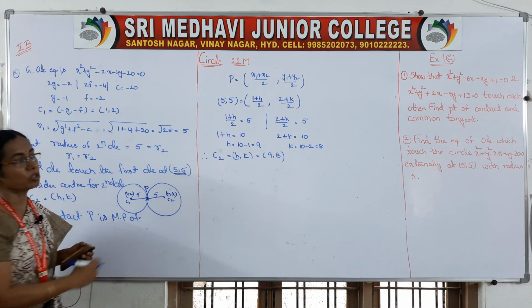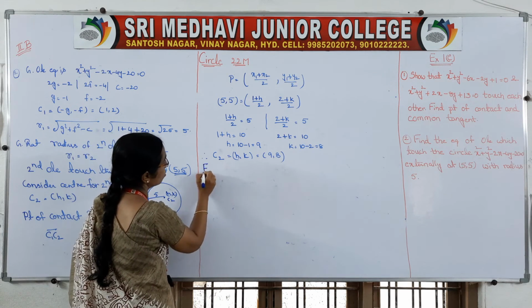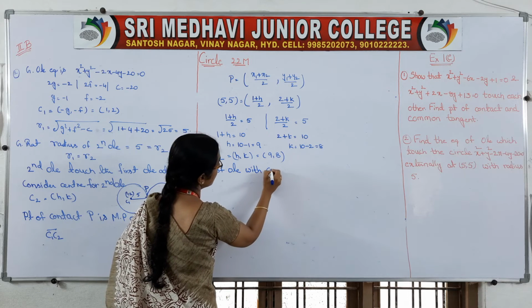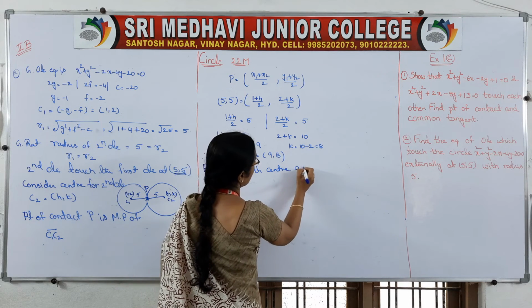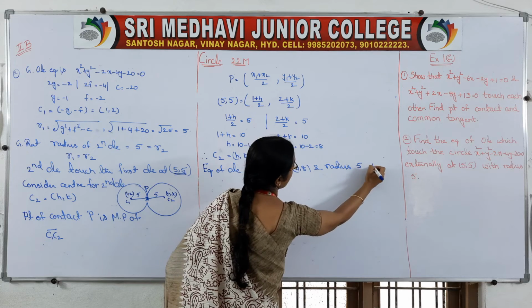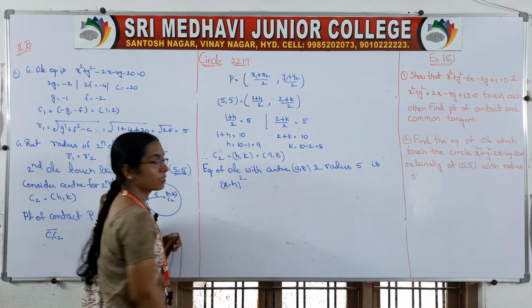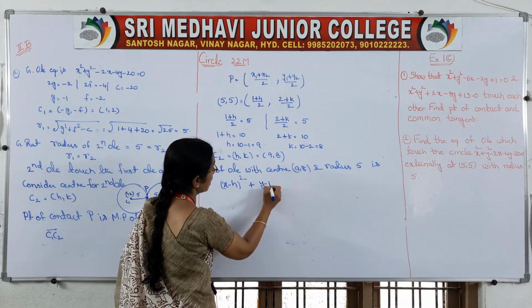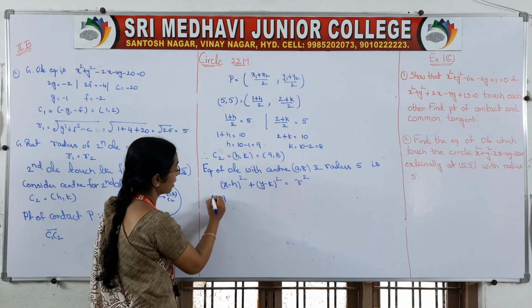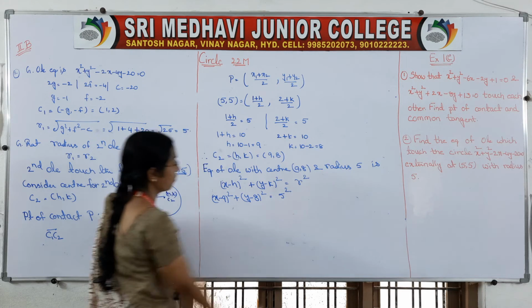Radius is already given in the question, whose radius is 5. Okay. So, now try to write that equation. Equation of circle with center, what is the center? It is given 9 comma 8 and radius 5. What is your standard form of the circle? (x minus h) whole square plus (y minus k) whole square is equal to r square. So, (x minus 9) whole square plus (y minus 8) whole square is equal to 5 square.